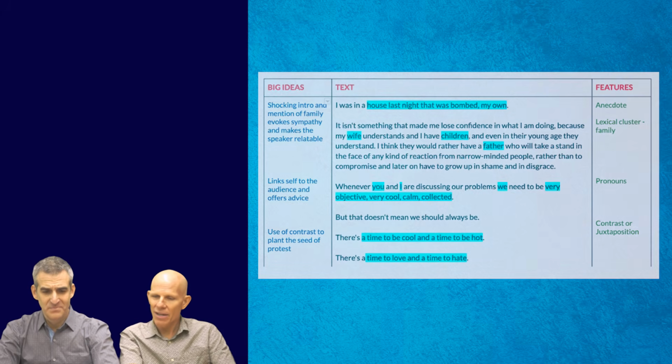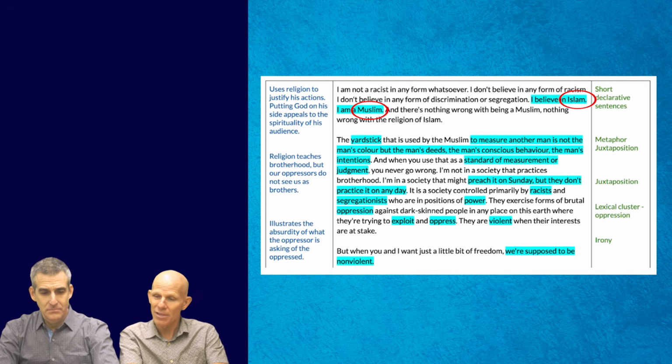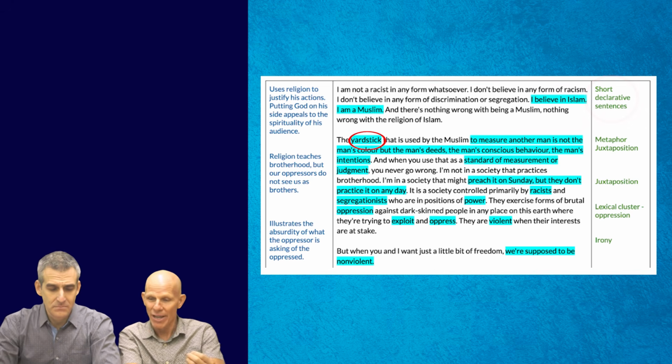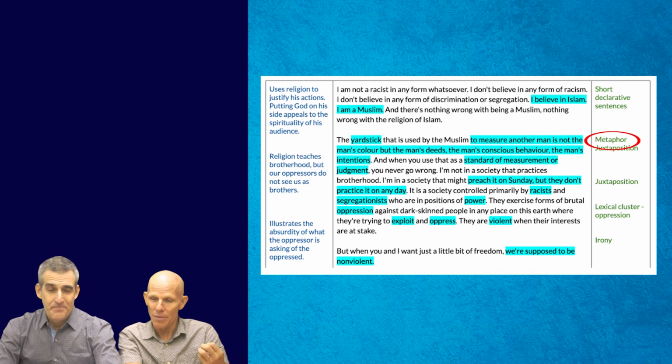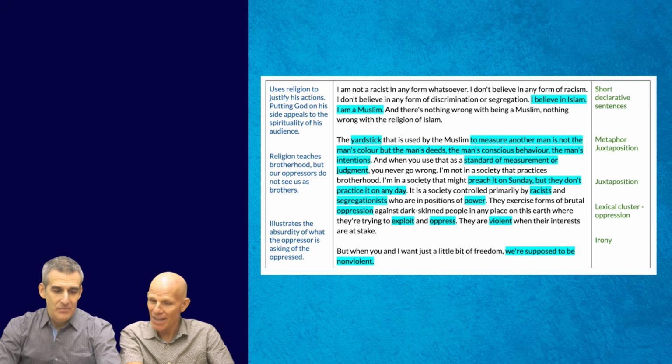So then again, he's making an allusion to religion here, and he's really talking about his roots in Islam. He says, I believe in Islam, I am a Muslim. We see these short sentences, really impactful. And then he talks about the yardstick that we define a Muslim by. Again, this is very powerful, where he's drawing that metaphor and talking about Islam measuring another man not by his color, but by his deeds.